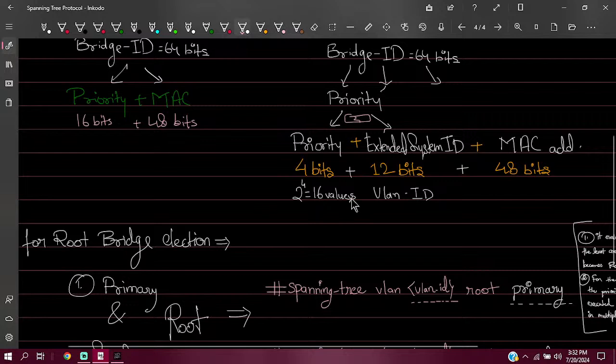But why in increments of 4096? See, 16 possible values were filled in the places from 0 to 15. However, as here we have the extended system ID which consumes the 12 bits, the actual configurable priority values are limited to the increments that account for the full range of the extended system ID. So priorities will be incremented by 4096 because after the 12 bits, here the 4 bits of 16 values are there, right? So 2 raised to the power 12 will give you a total value of 4096. Okay, so 4096 is the base of the calculation for the priority values.